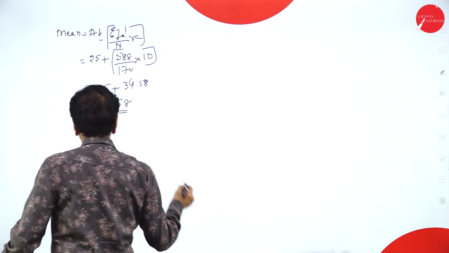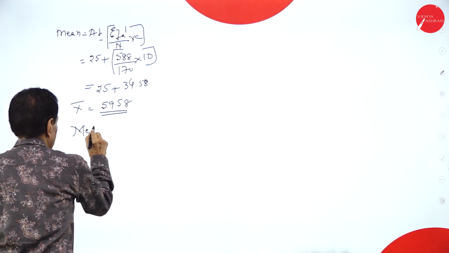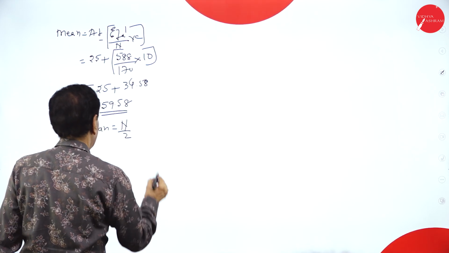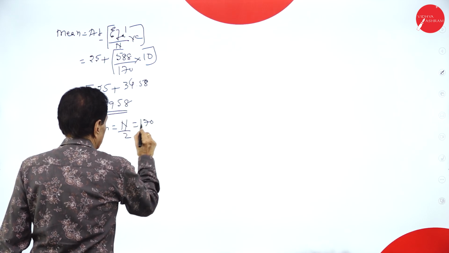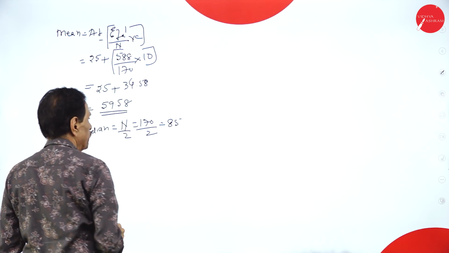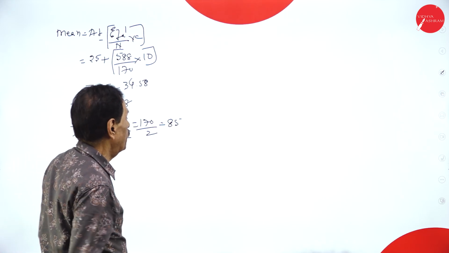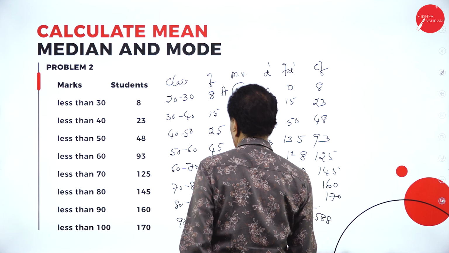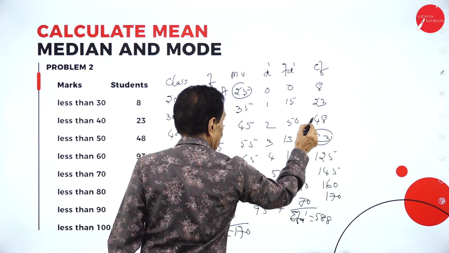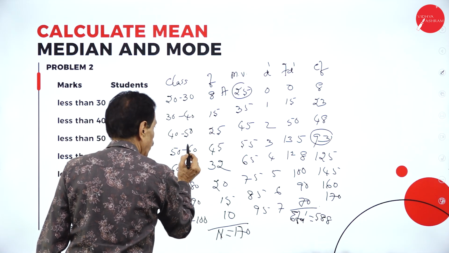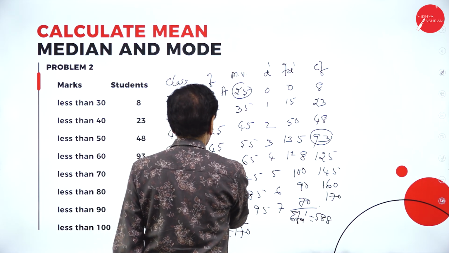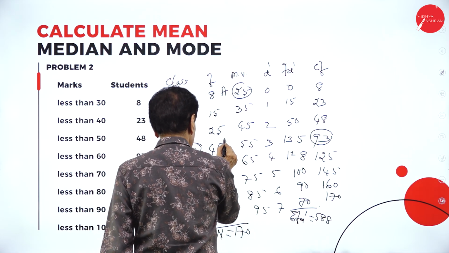Then median is equal to n by 2. What's your number of frequency? 170 by 2. 2 8s are 16, 2 5s are 10. 85. Find 85 in CF. Here, 85 comes under 93. This is your class 1, 2, 3, 4. This is a class you have to select. This is your frequency. This is your F. This is your CF.